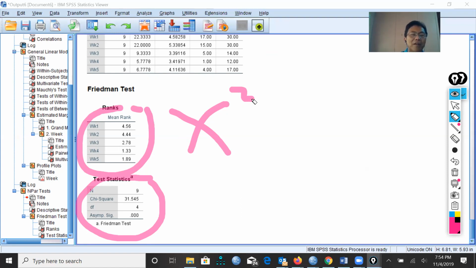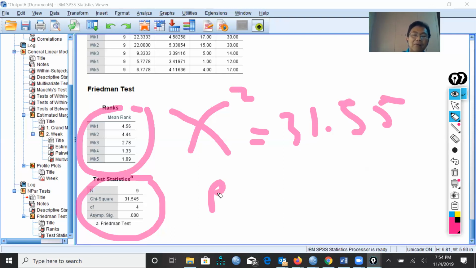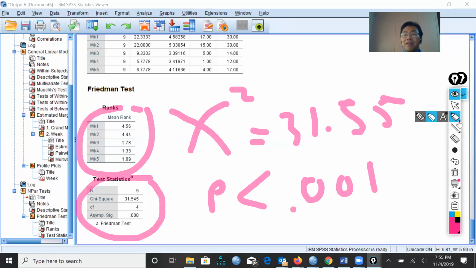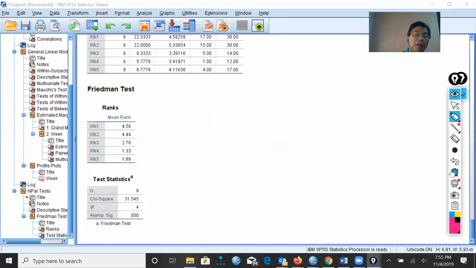So clearly, with an n of 9, you have a chi-square of 31.55 and a p-value less than 0.001, which suggests that there are differences between the mean ranks of the weeks. What it simply means is that there are differences between at least two of these weeks.